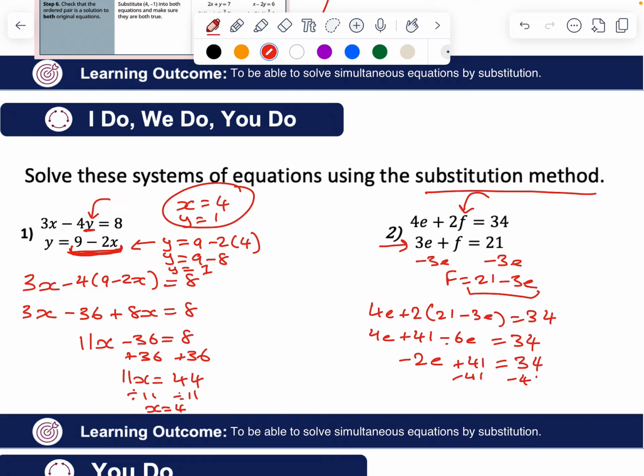Minus 42 from both sides, negative 2e is going to equal negative 8. So e, if you divide both sides by negative 2, e is going to equal 3.5. And then I'm going to substitute that into any of them. I'm going to go and pick this one here. So f is going to equal 21 minus 3 times 3.5. So f is going to equal 21 minus 10.5. So f is going to equal 10.5.